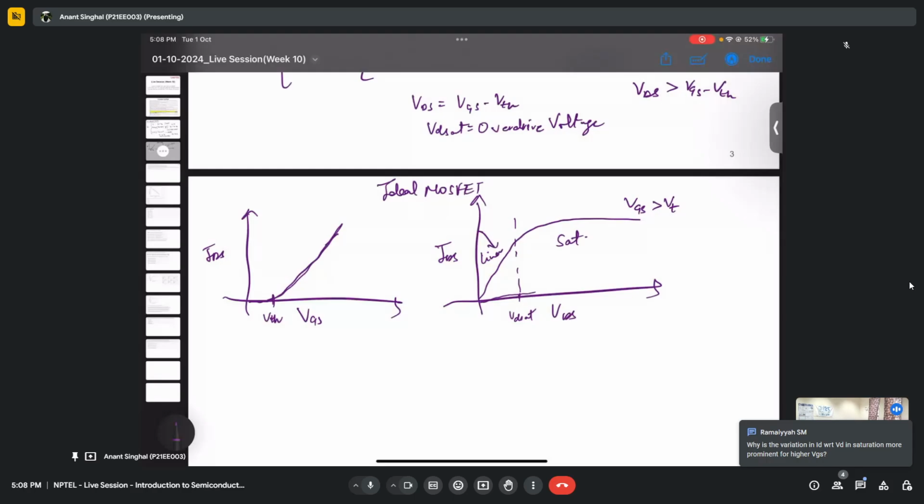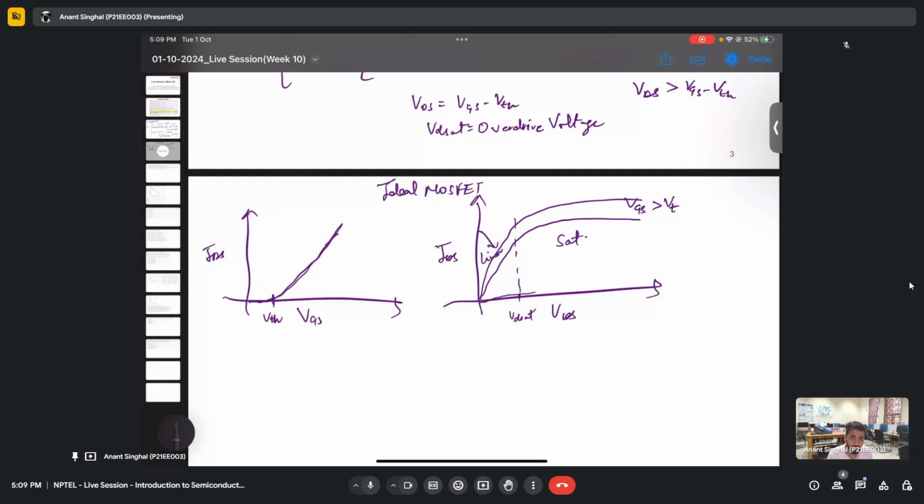Why is the variation in ID with respect to VD in saturation more prominent? You are asking that for a higher VGS, let's say like this, what exactly is the question? My question is, practically, the graph is not straight in saturation, right? Yes, it will have a certain slope, due to the lambda factor coming in.